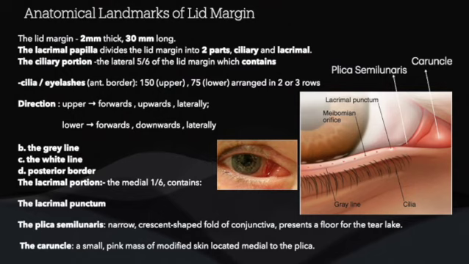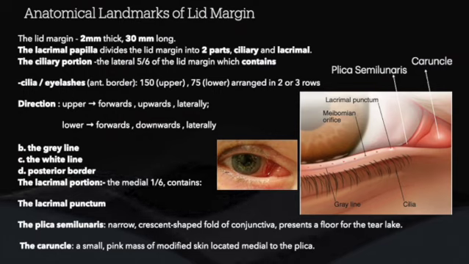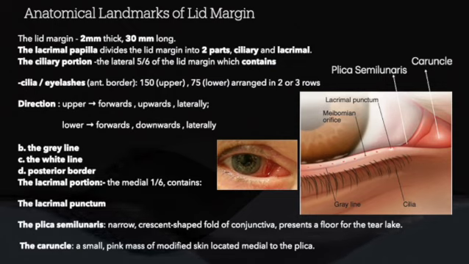Next, coming to the lacrimal portion, the medial 1/6 portion, the lacrimal punctum is visible in the picture, and you can see the plica semilunaris, which is a narrow crescent fold of conjunctiva that is present as a floor for the tear lake. In the medialmost portion there is the caruncle. Just in front of the caruncle there is a crescent-shaped fold of conjunctiva. This is the plica semilunaris. The caruncle is that small pink mass of modified skin located medial to the plica.